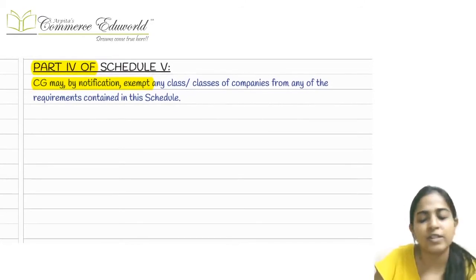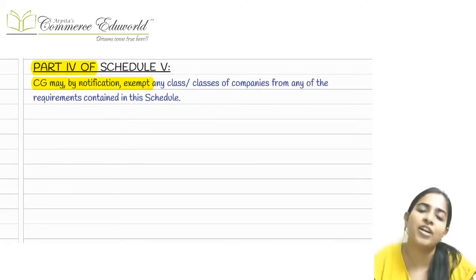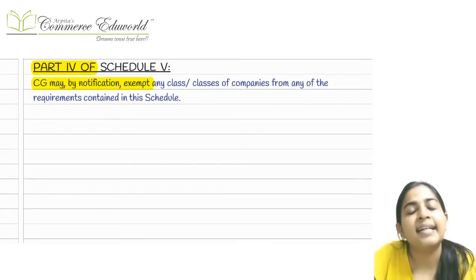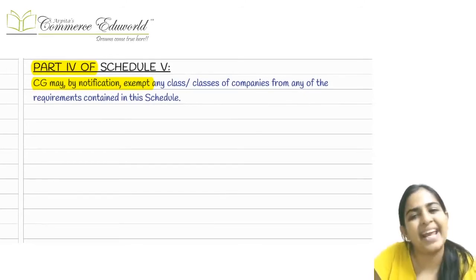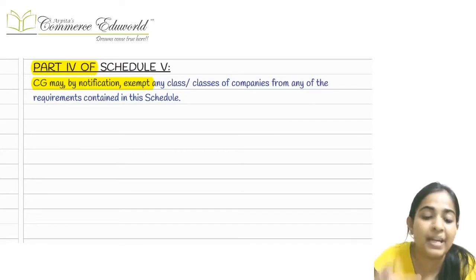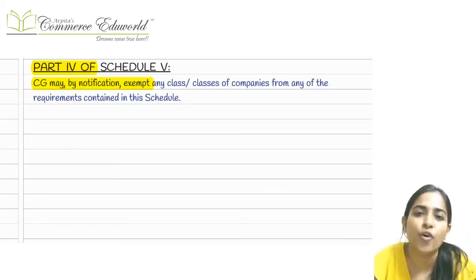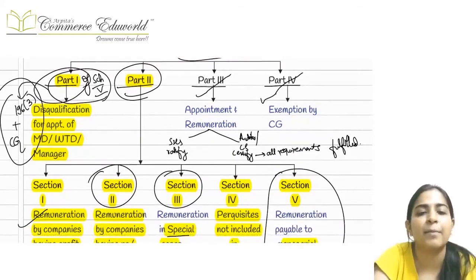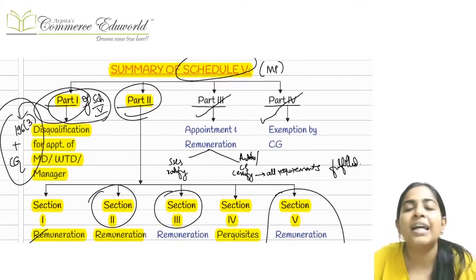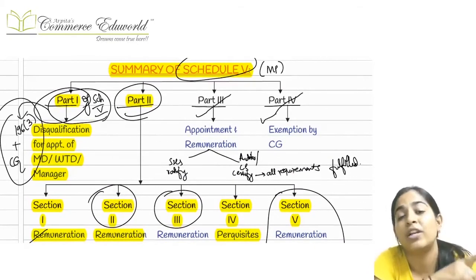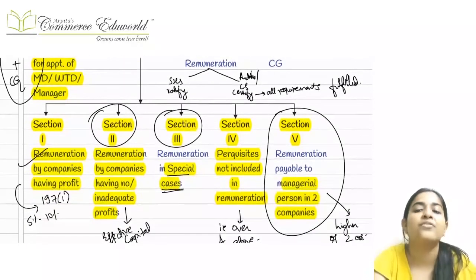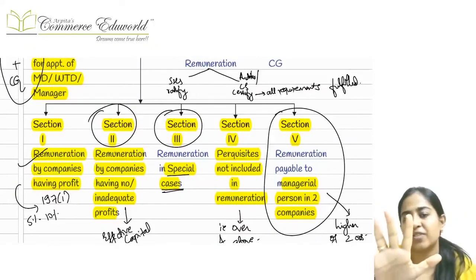Part 4 is again very simple. Part 4 says that the central government, as we have been seeing in many chapters of allied laws, if it wants, can provide exemptions from any provisions to any particular company or to any class of companies. We have got a summary of this, if you can see it here. Part 1 was talking about those disqualifications and the approval of CG which was required. Part 2 has 5 sections in it.